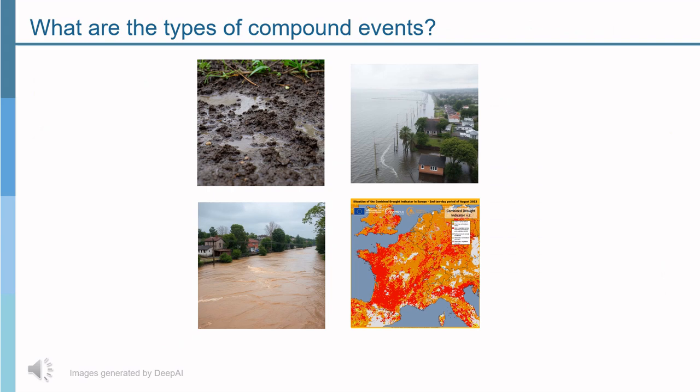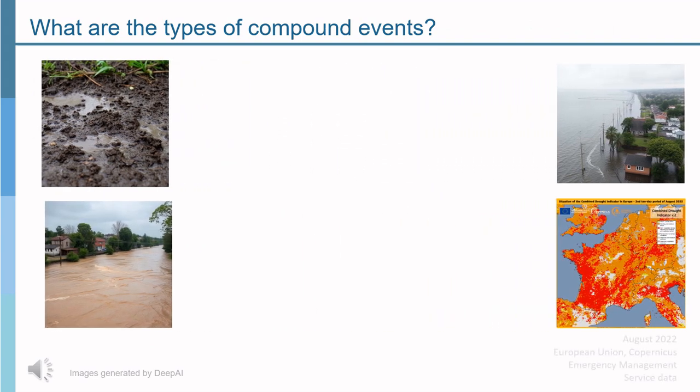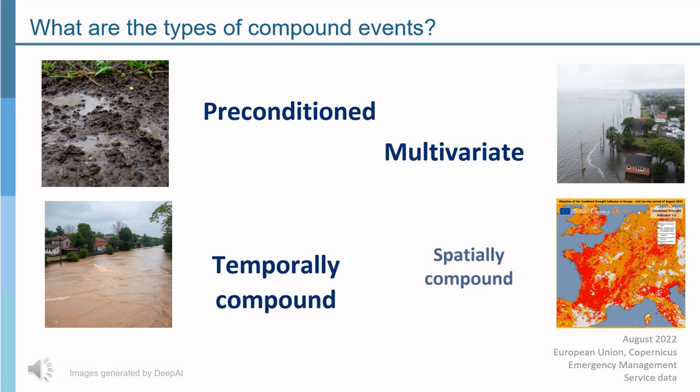A widely adopted classification of compound events identifies four main types of compound events: preconditioned, multivariate, temporally compound, and spatially compound events.